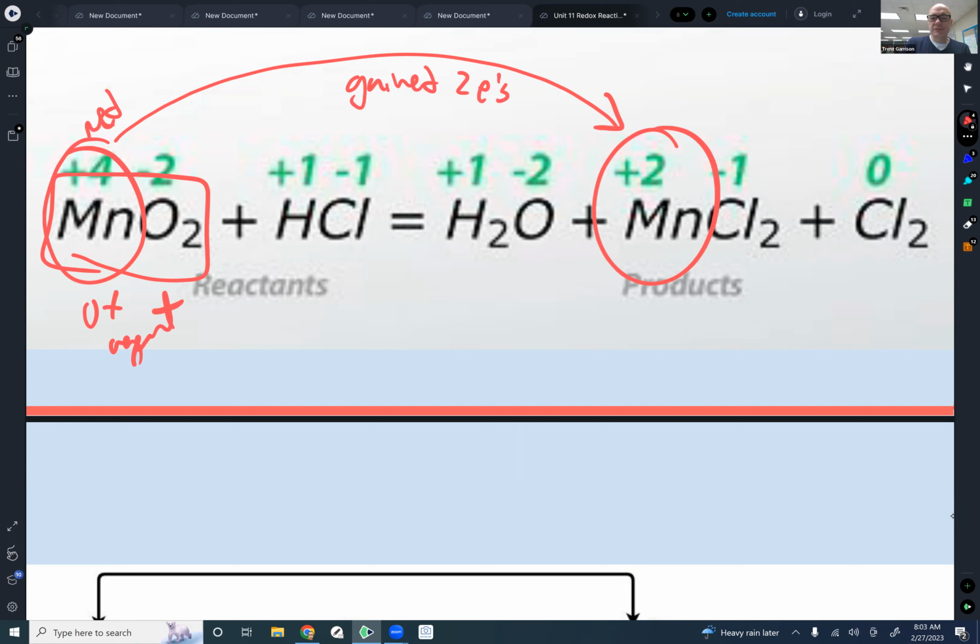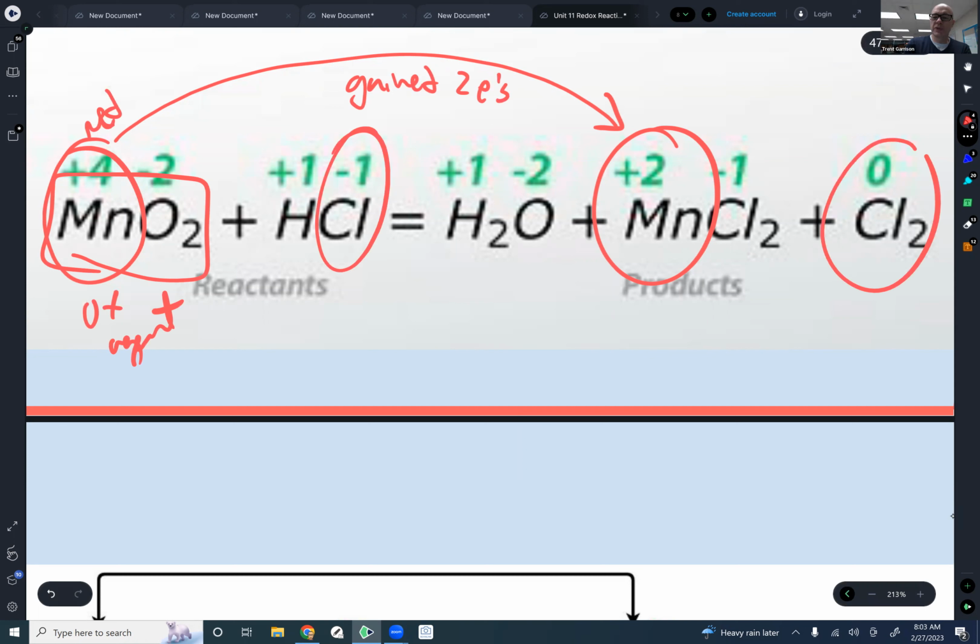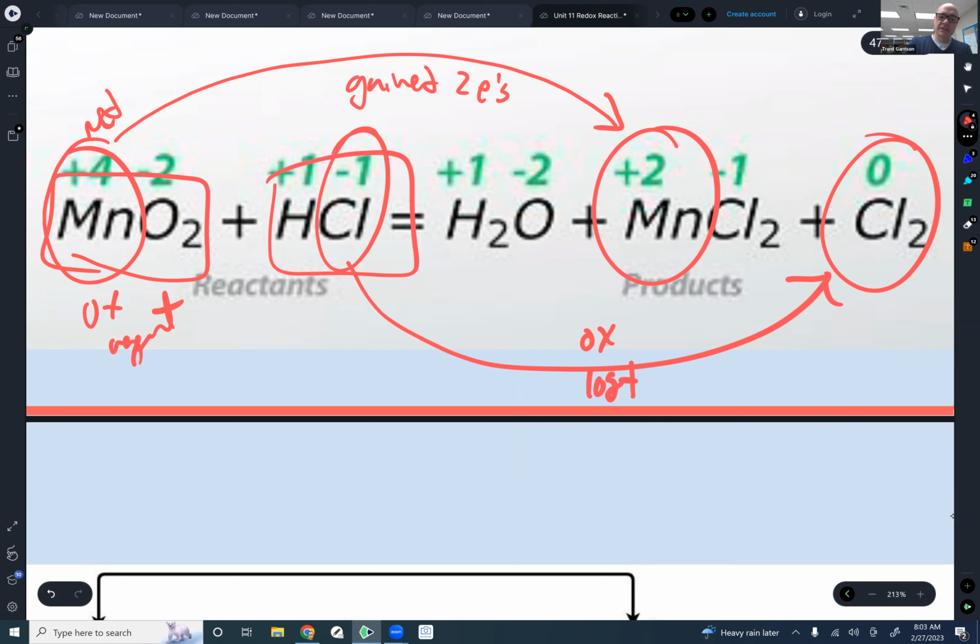Now let's take a look. The chlorine went from a -1 over here to a 0. Now, I understand right here it went from a -1 to a -1, so we won't focus on that one. We will focus on the one that did change its charge. That means it lost electrons, so it went through oxidation. That means that this is my reducing agent.